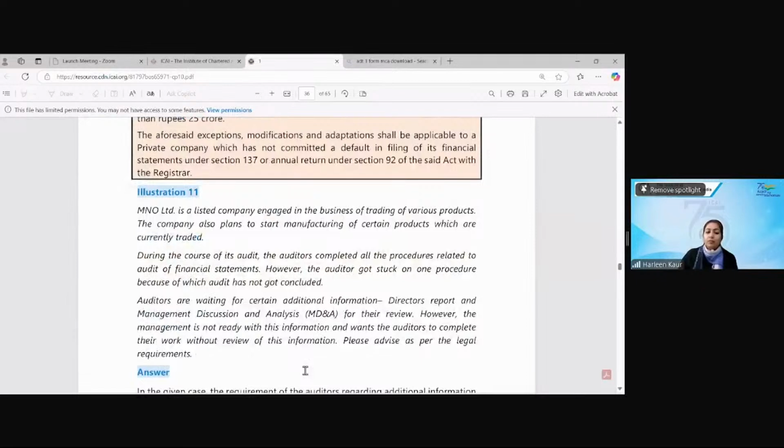Clear, children? Can we move to illustration 11? All of you, please read down illustration 11, we are going to discuss.